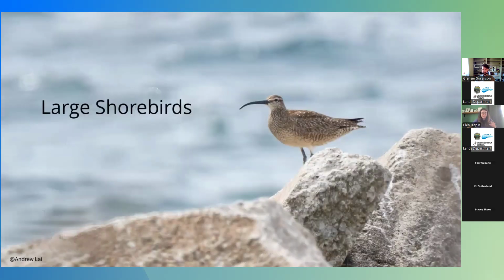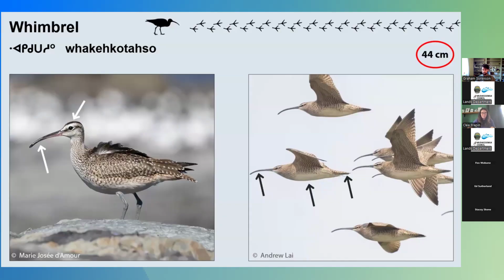So now we're going to dive into species-specific characteristics, and we're going to start with large shorebirds. The whimbrel, I find, is a very good example of how to apply the clues I just gave you for identification. It is a large shorebird. You can see it's 44 centimeters in length. And if you look at the bill, it is a very long bill with a downward curve to it. So those two characteristics by themselves are usually enough to identify the whimbrel.